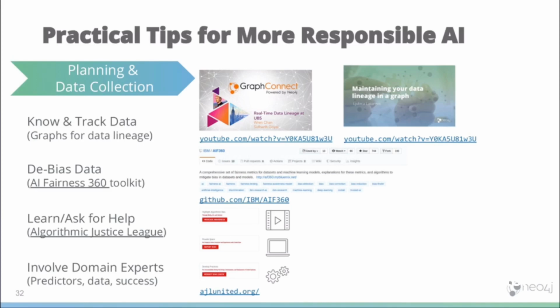and then also doing things like debiasing your information, very important. IBM did a lot of support for the AI Fairness 360 toolkit, so that if you have information, know what's in it, and then try to debias it. Try to make sure that it represents the population you're trying to predict for.